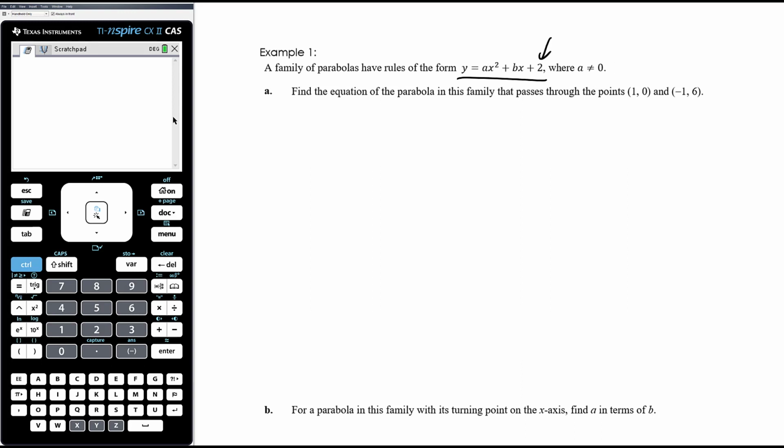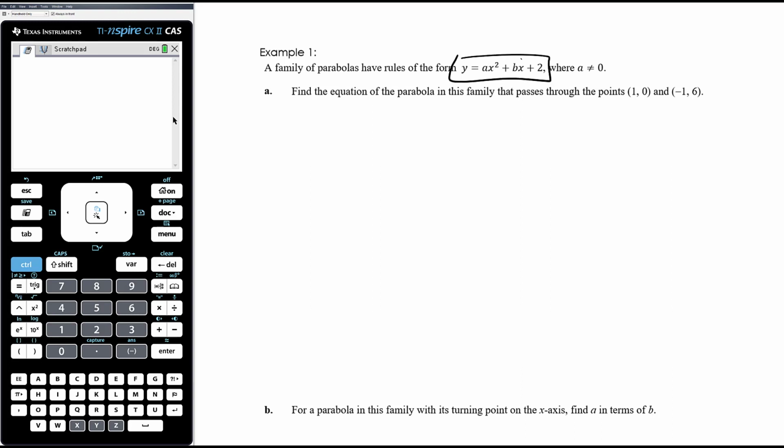We've got plus 2 on the end, which means they'll all have a y-intercept of 2, because if we let x equal 0, we'll just get left with y equals 2. So they'll all have a y-intercept at 2, but that's about the only thing in common. They could be dilated differently, and because we've got a second variable as well, there could be a lot of things different about them. Okay, so part A is find the equation of the parabola in this family.